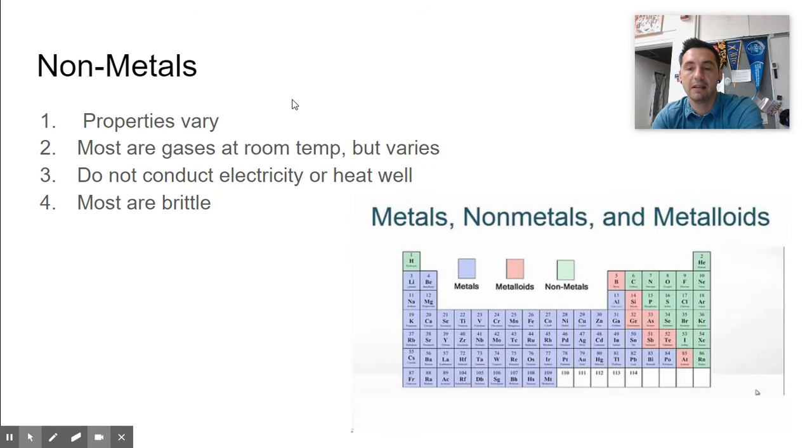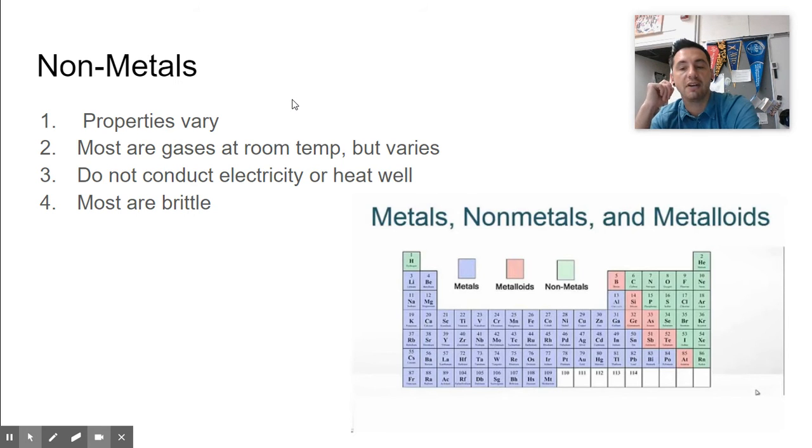Okay. Next, we have the nonmetals. So the nonmetals are all the way to the right-hand side: carbon, nitrogen, oxygen, fluorine, neon, all of the noble gases. Most of them are gases. So all the ones I just mentioned are gases. Chlorine, bromine, iodine. Bromine is a liquid. Iodine is a solid, actually.